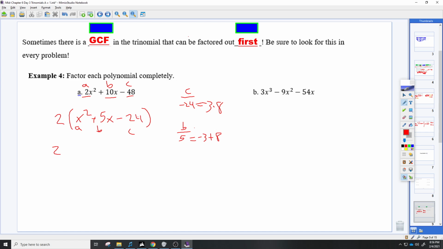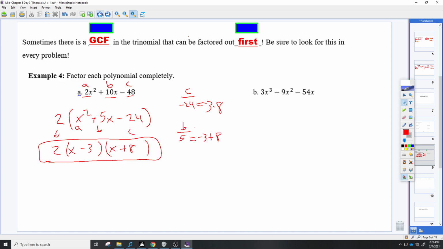We keep the 2 on the outside. Now we just break this one big set of parentheses into 2 sets like we did before. And then we put in our values. X, we have -3 and a +8. And so your entire answer, including the 2 on the outside that comes down, is this.